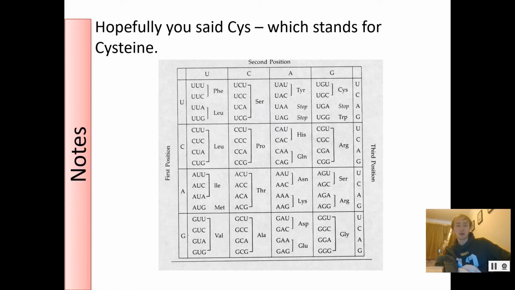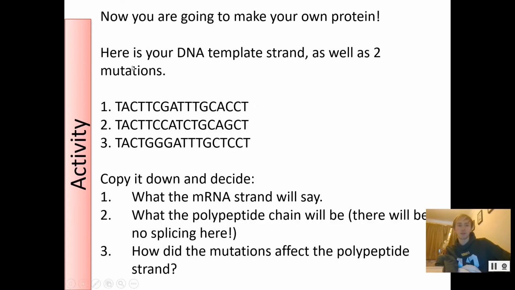We're going to make sure you can use this. What I'd like you to do is get your table, which I've attached to the assignment, and use it to do this question. Now, I've picked this out of a different PowerPoint. I just want you to do the first one.